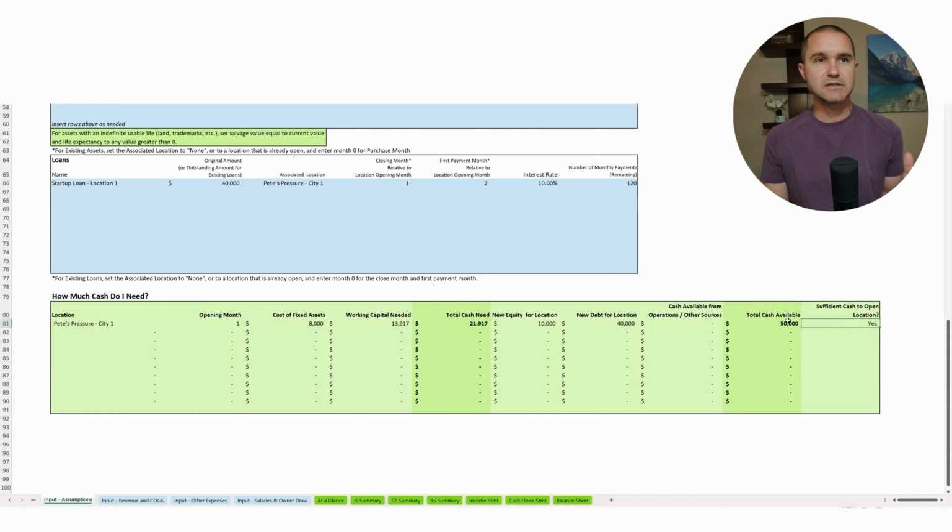So based on your assumptions, we're going to look at the cost of the fixed assets, so the equipment and the leasehold improvements, and how much working capital is going to be needed. Working capital is the money you're going to need to cover operating expenses while you ramp up and while you reach break even. So we've got some working capital need here, and our total cash needed is just under $22,000. But we invested $10,000 of our own money plus borrowed $40,000, so we've got $50,000. We've got plenty available here to cover those startup costs. So this box says, yes, you have sufficient cash to open the location.